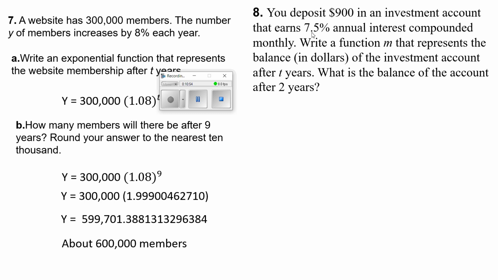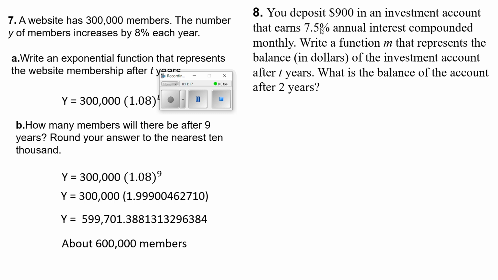This earns 7.5. We're going to have to move the decimal back 2 places, which will make it 0.075. Annual interest compounded monthly. So we're going to have to divide that by 12, right? So write a function M that represents the balance in dollars of the investment account after 2 years. So that N will get multiplied to T afterwards.